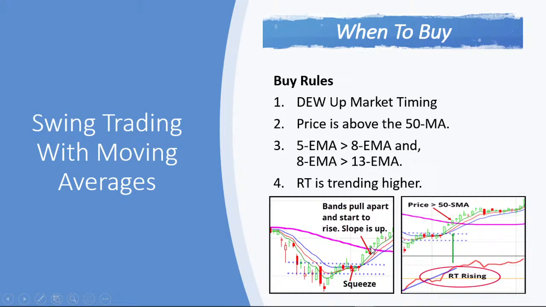Price the day before closed above the 50-day moving average, right? Remember, that's a prerequisite. Price has to be above the 50-day moving average before we even consider taking the trade. So we begin to see the bands or the moving averages pull apart while price is below the 50-day moving average. Price closes above the 50-day moving average on that day.